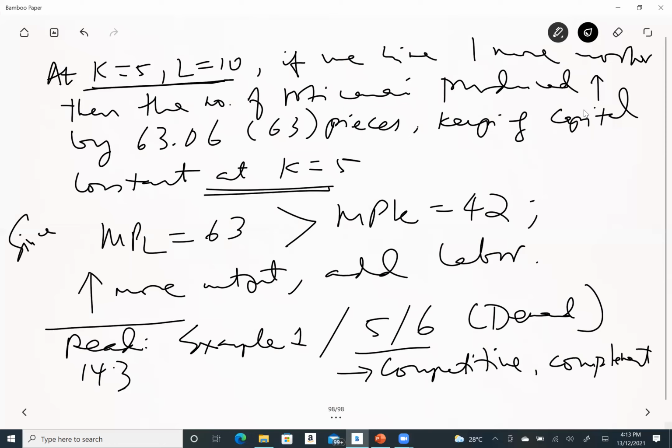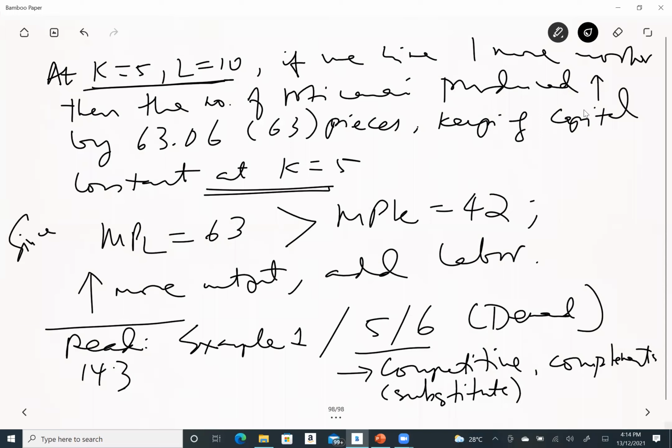So complement, competitive. In economics, when there are two goods, they can be complements. Competitive means substitute. Normally in economics, we use substitute. So some goods can be complements, some goods can be substitutes. In order to determine that, we can use the partial derivative to indicate whether the two goods are complements or otherwise. That is example 5 and 6.